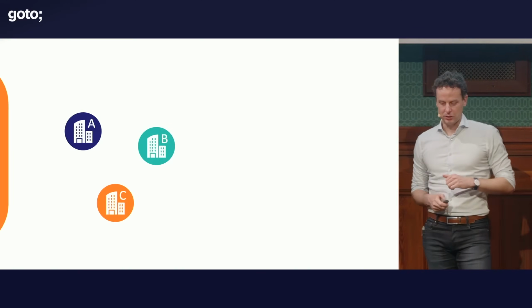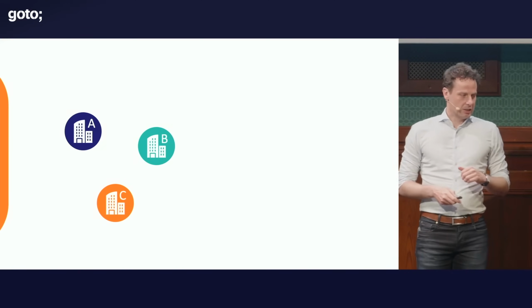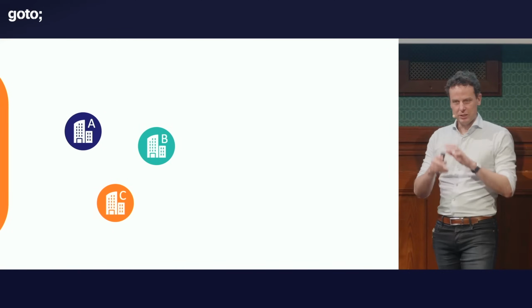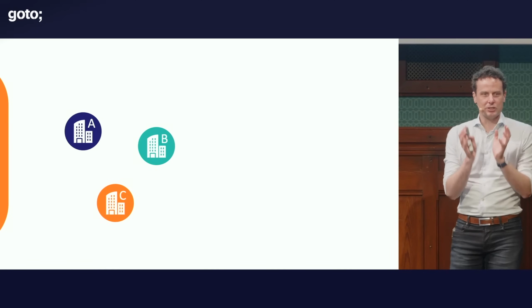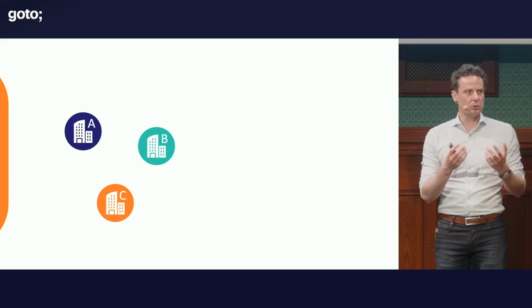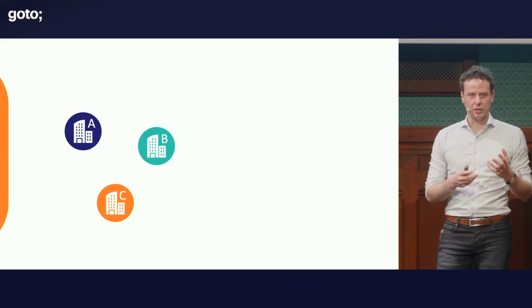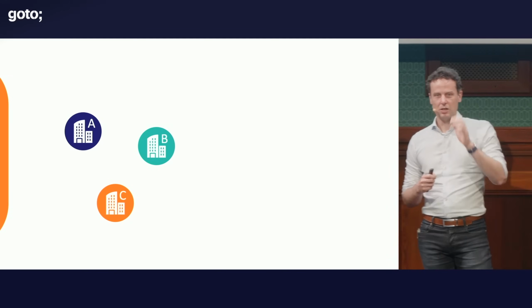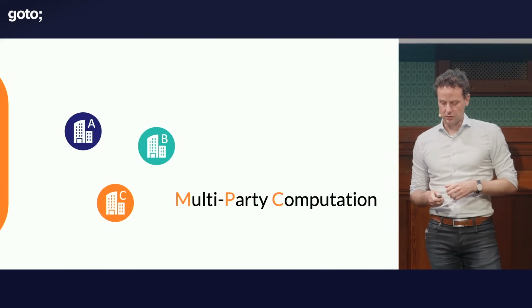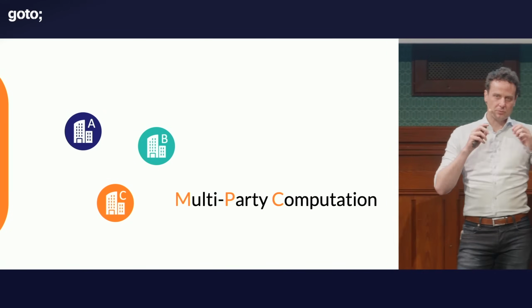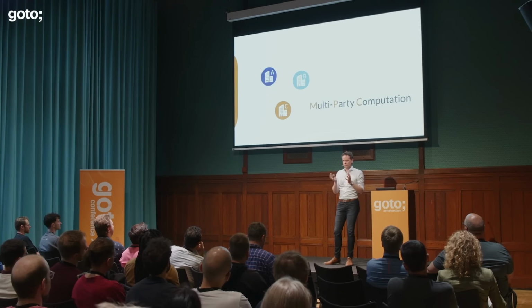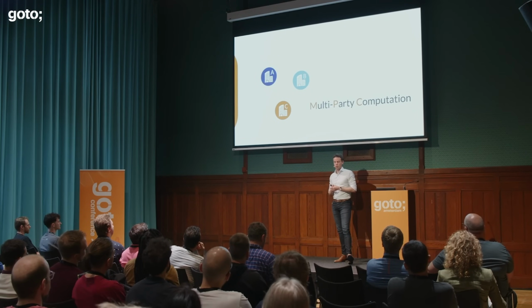Computing with ciphertext. Suppose you have these three organizations, and that is actually the setting I want to talk about, where you have multiple organizations that want to collaborate on data, because that, like I said, is one of the ways we can face those challenges. And together, computing on your data is also called multi-party computation.